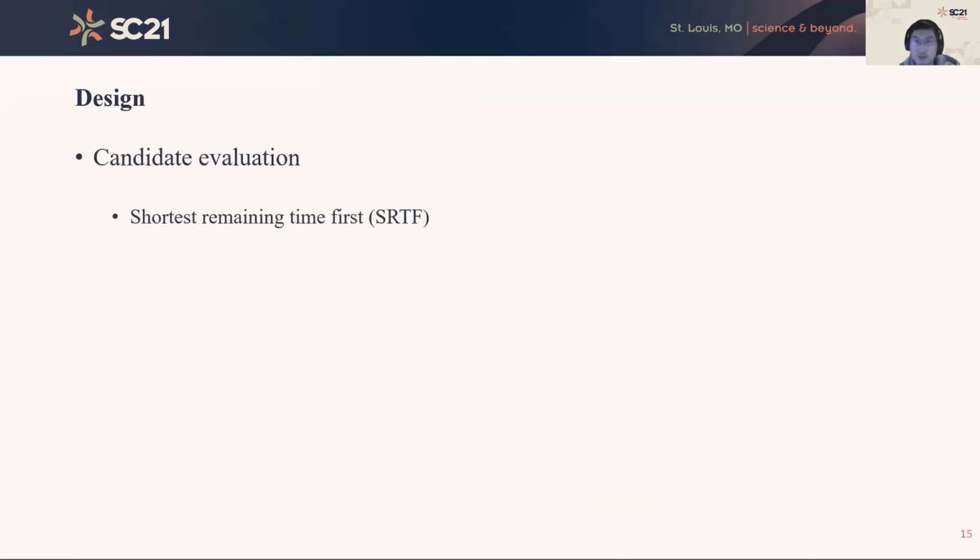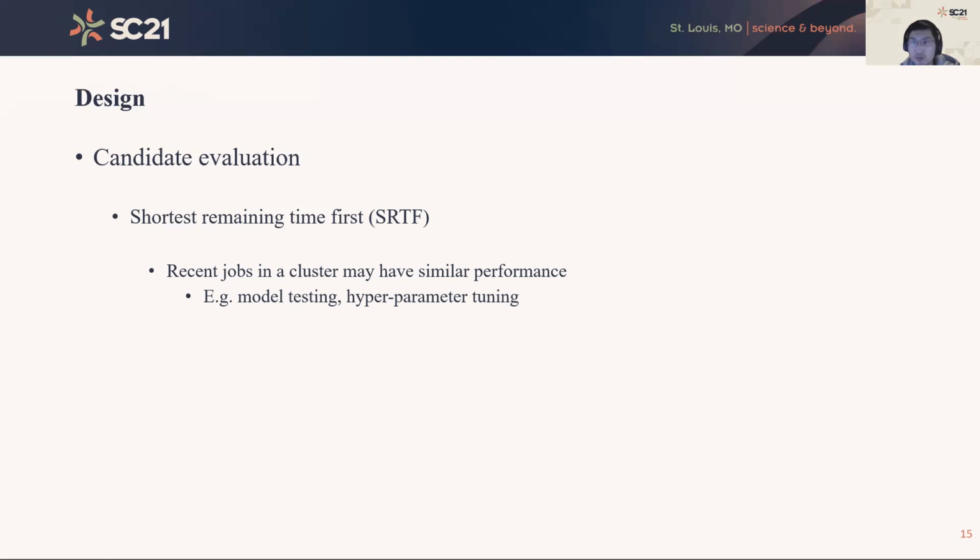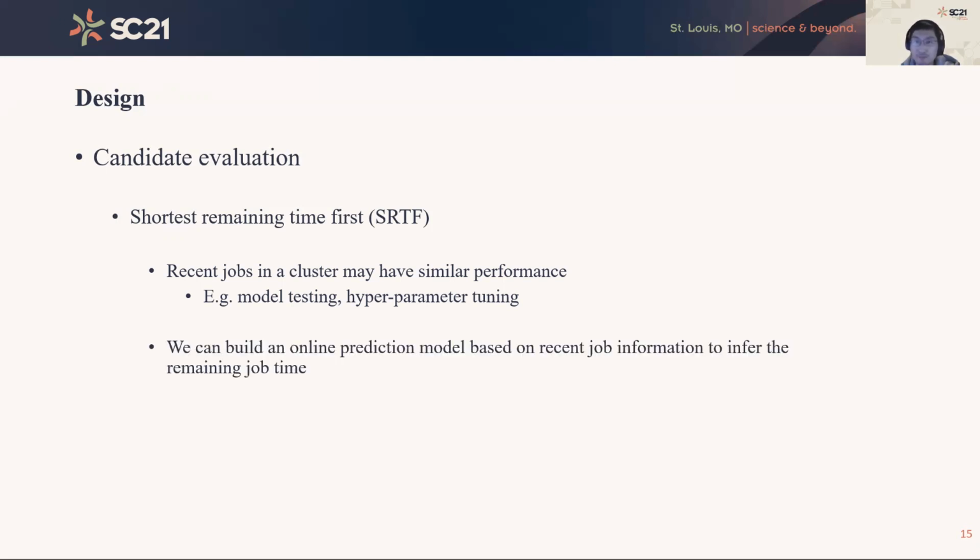We then use SRTF to evaluate the candidate solutions. And we profile the remaining time based on the idea that recent jobs in a cluster may have similar performance. For example, it is model testing or hyperparameter tuning. Then we can build an online prediction model based on the recent job information to infer the remaining job time.